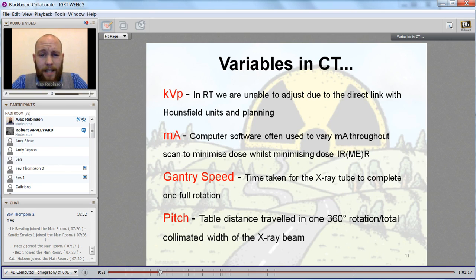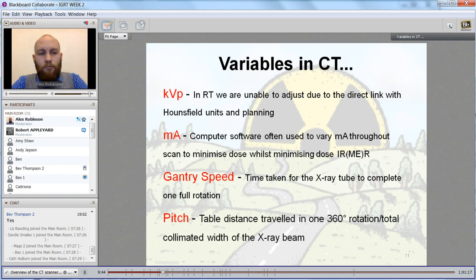So let's start with kVp. This is the kilovoltage potential difference, which is applied to our focusing cup. This is our accelerating force, and there's a direct link between our kVp and our Hounsfield units. In general, across the world, everyone's scanner will be at 120, so we can't do anything about that.